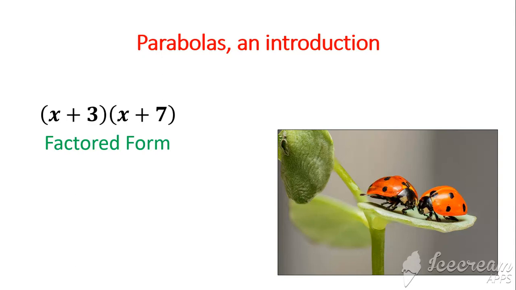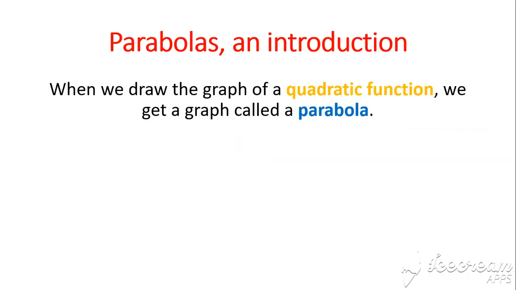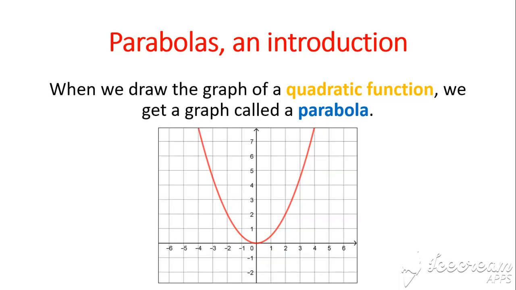Right, now we've talked in the algebra unit about parabolas that are in factored form, 2 brackets being times together, and we've shown you how to expand them into expanded form. When we draw the graph of a quadratic function, we get a graph called a parabola, or parabola, some people like to call it. This is what a parabola looks like. It's not a straight line graph.